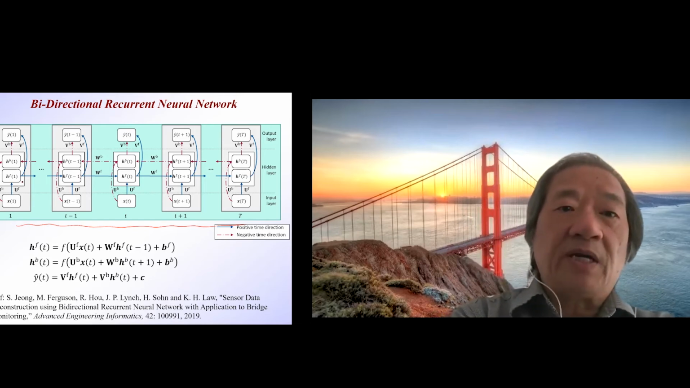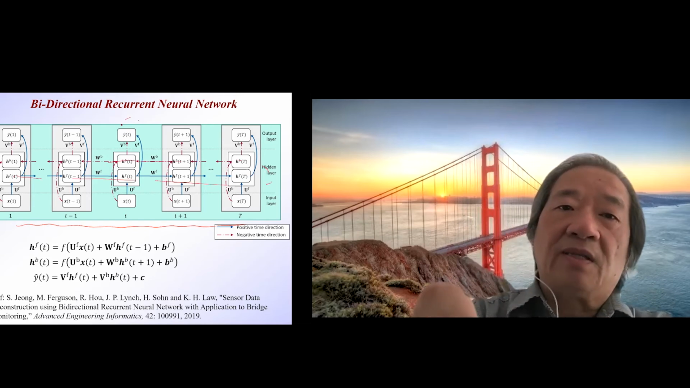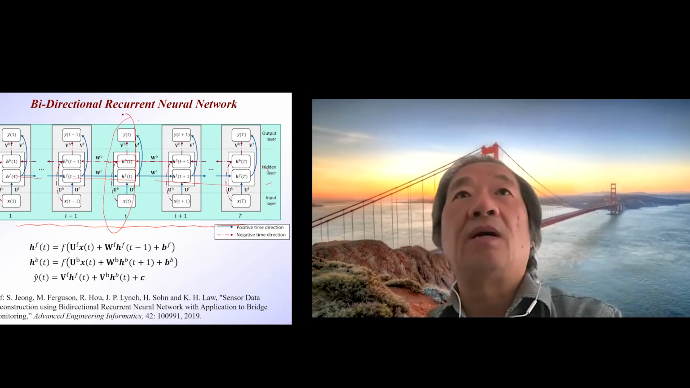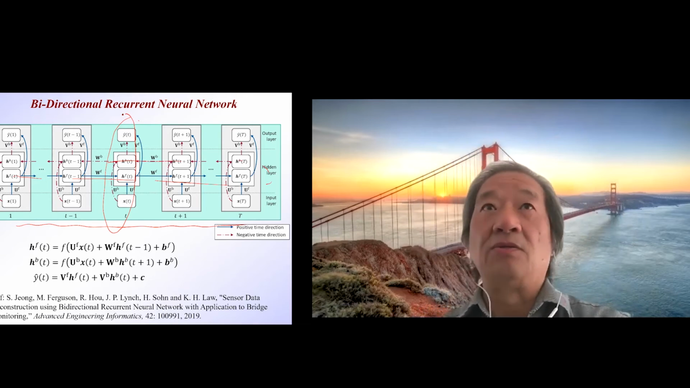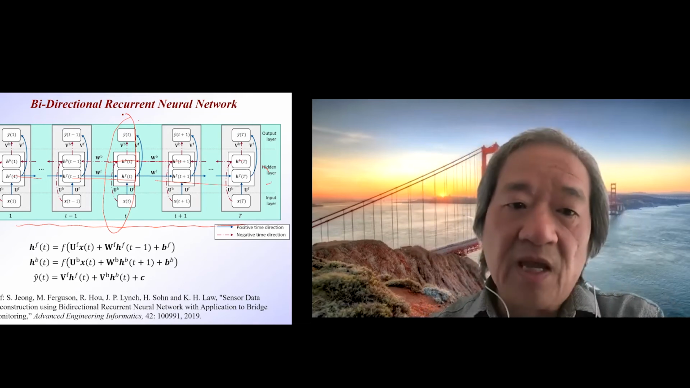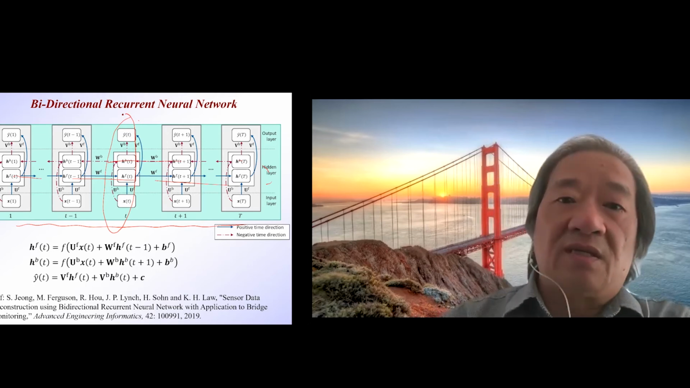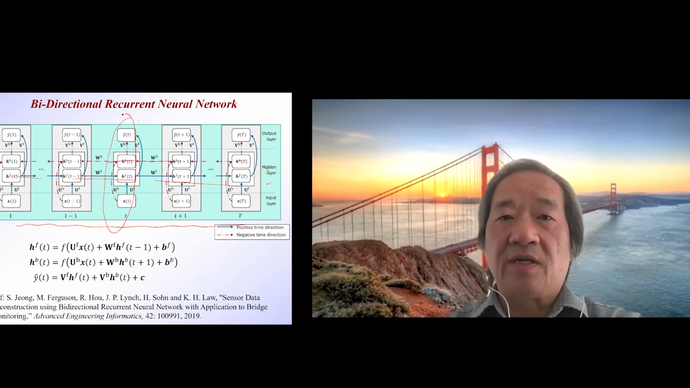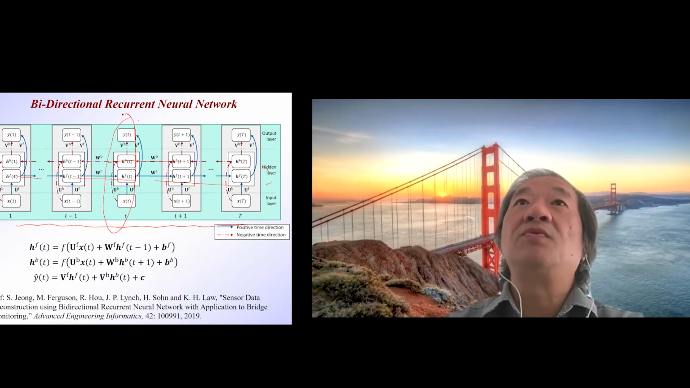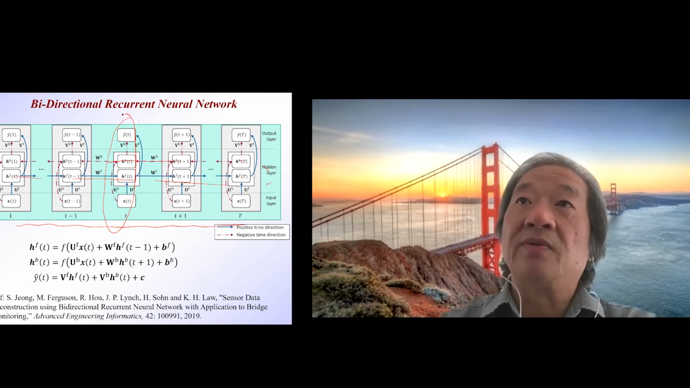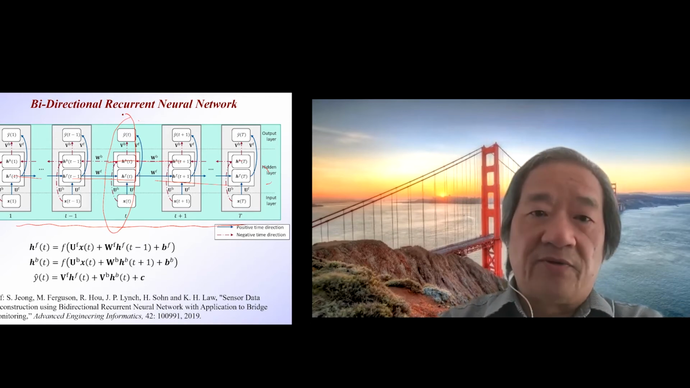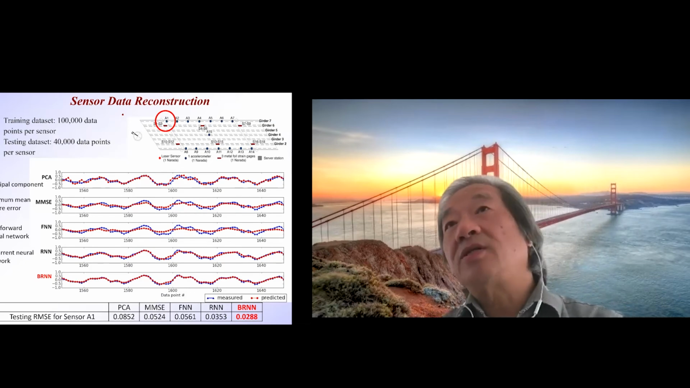Then we feed forward and feedback work. And then we also have recurrent within each neuron itself. So we're utilizing this technology, using a bidirectional recurrent neural network, as the way of recovering the data that we lost because of faulty sensors. So it turns out we work quite well.